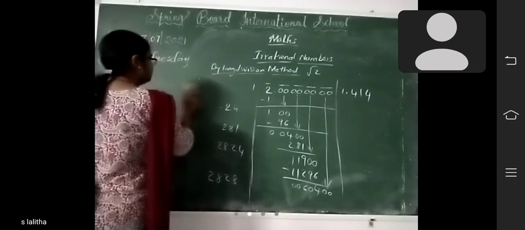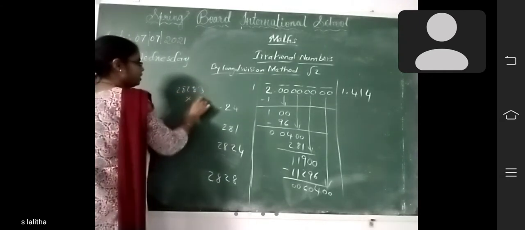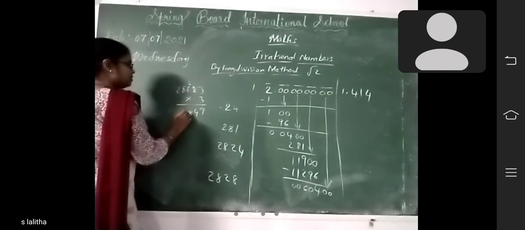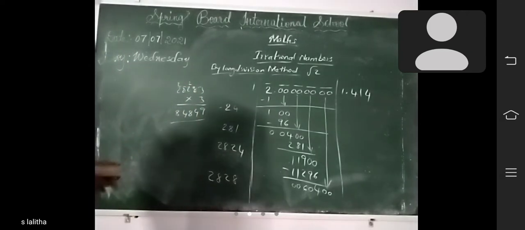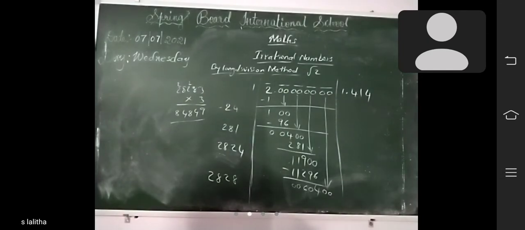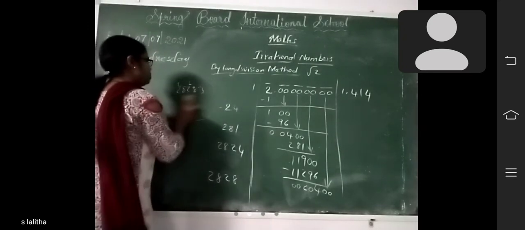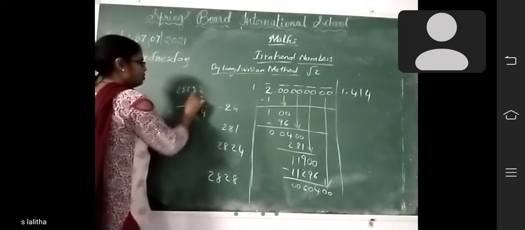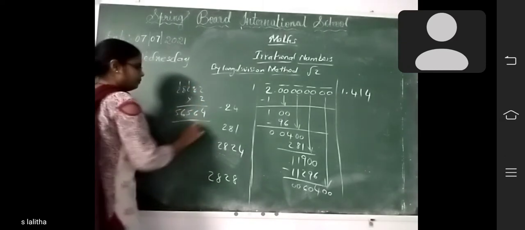You have to multiply. Which number should you take? 2 8. Suppose you take 3. 3 threes are 9, 3 eights are 24, 3 twos 6 plus 2, 8. So what is the number we'll get here? It's very big. So again you should take a smaller number. 2 twos 4, 2 eights 16, 2 twos 4 plus 1 is 5. So 2 times.